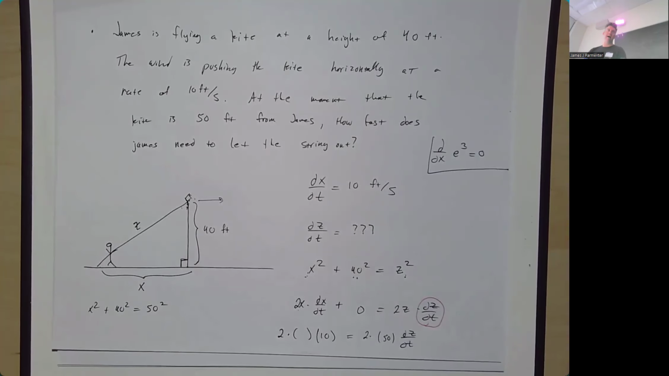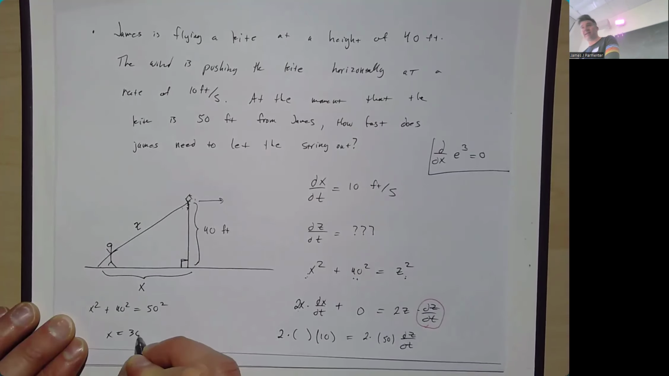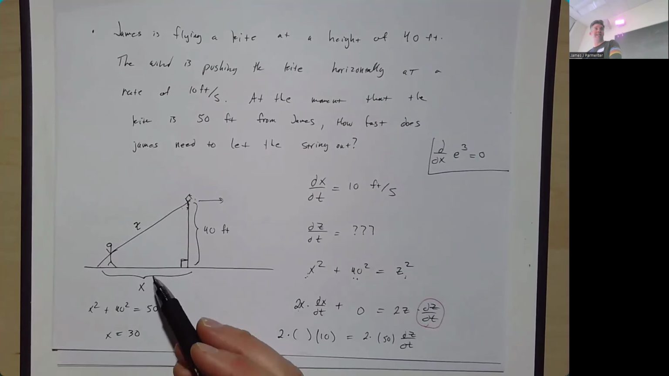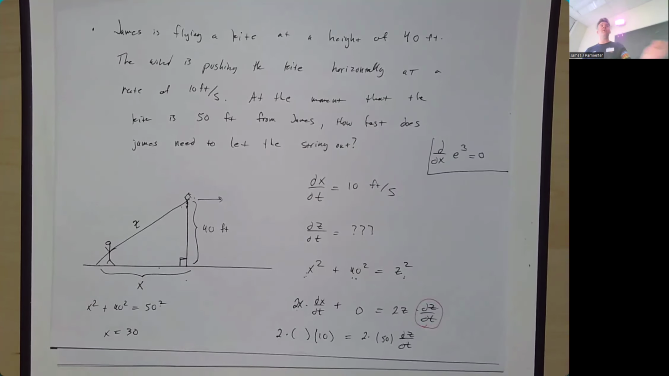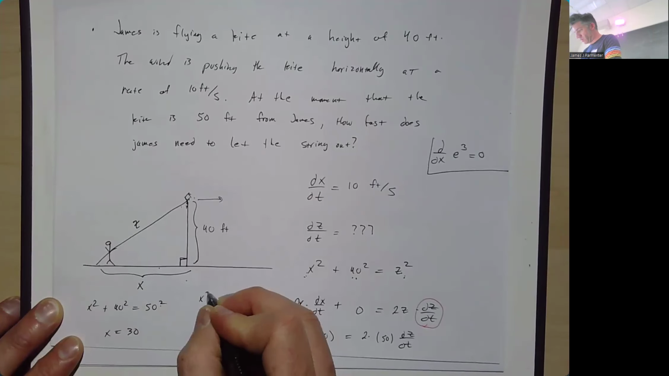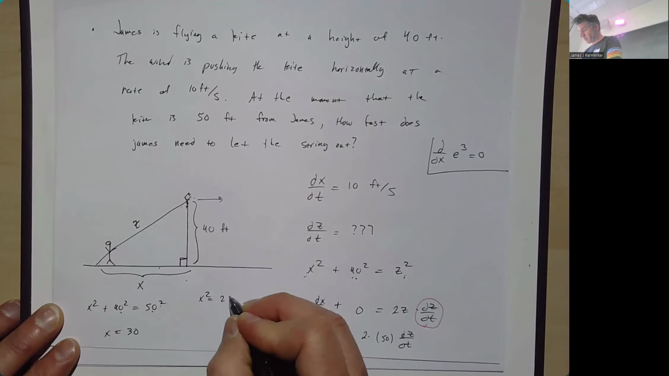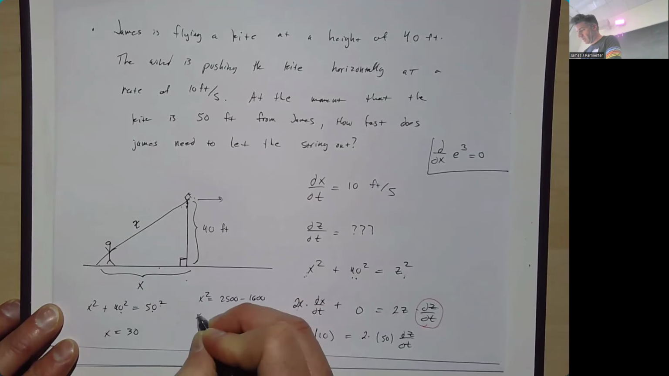Without doing any of the math, what should the other side be? In this 3, 4, 5 right triangle, is it 3 though? It's not 3, it's 30. Because instead of a 3, 4, 5, we've multiplied every side by 10, and we have a 30, 40, 50 right triangle. Pythagorean triple. Or you could do the math: x squared is equal to 2,500 minus 1,600, which is 900, and the square root of 900 is 30.